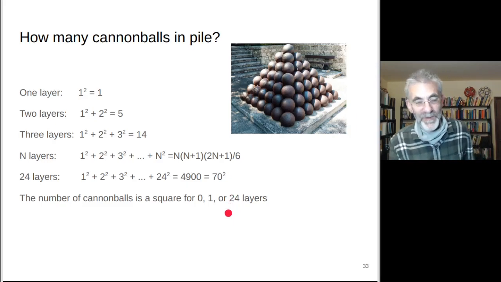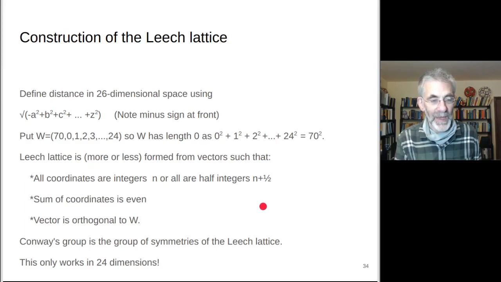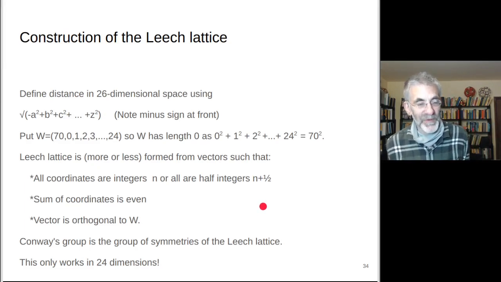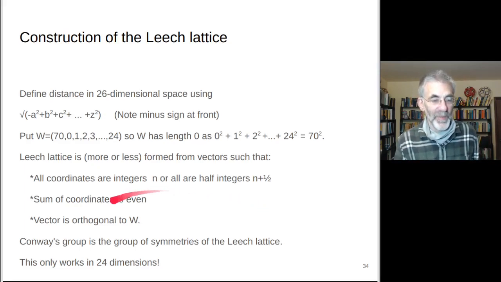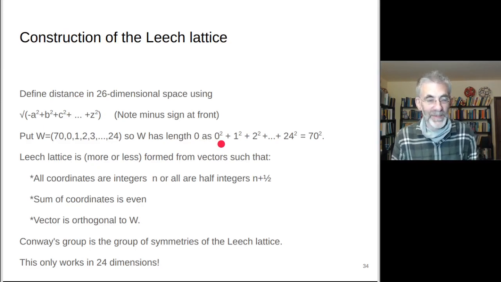And it turns out you can use this funny fact to construct the Leech lattice. So what we do is we take 26-dimensional space with a funny distance in it. I'm not going to use the usual Euclidean distance. I'm going to use a Lorentzian distance. If you've done special relativity, you've come across this funny Lorentzian metric, where the distance of a point from the origin is given by the square root of the sum of the squares, except you put a minus sign in front of one of the coordinates. And now I'm going to take the following vector w with coordinates 70, 0, 1, 2, 3, and up to 24. And now w has length 0. So in special relativity, you would call w a light-like vector.